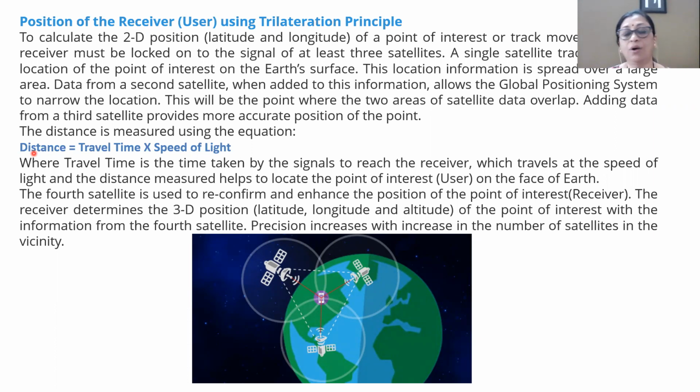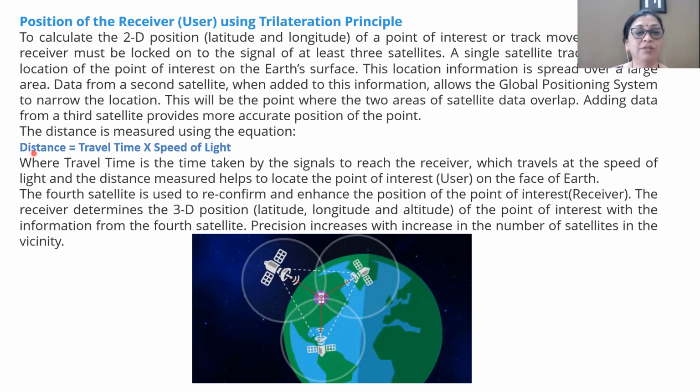So already the coordinates of the satellites are known. From the information of the coordinates of the satellites, the coordinates of the point of interest are calculated. Here the fourth satellite is used to reconfirm the position of the point of interest. So three satellites will find the actual position of the point of interest, and the fourth satellite is used to confirm whether the position is correct or not.